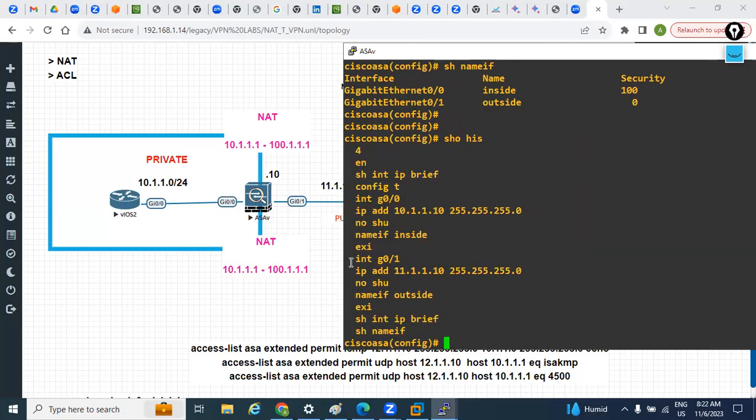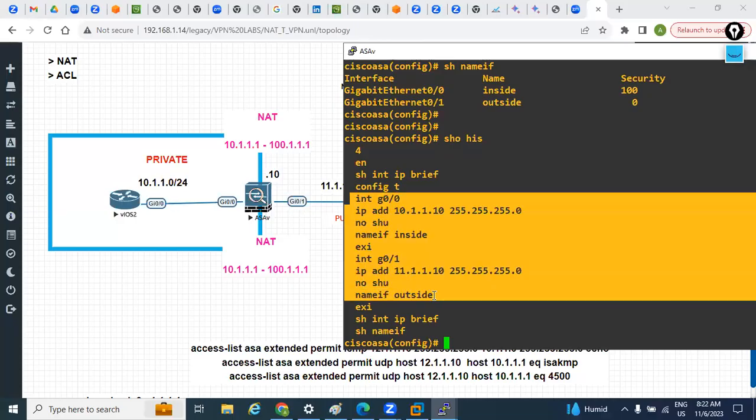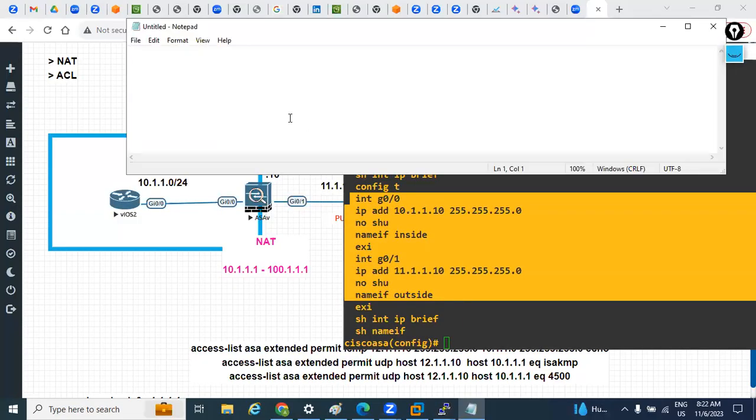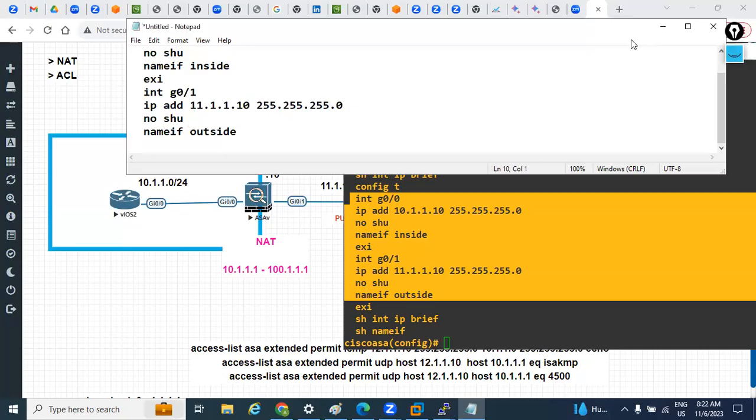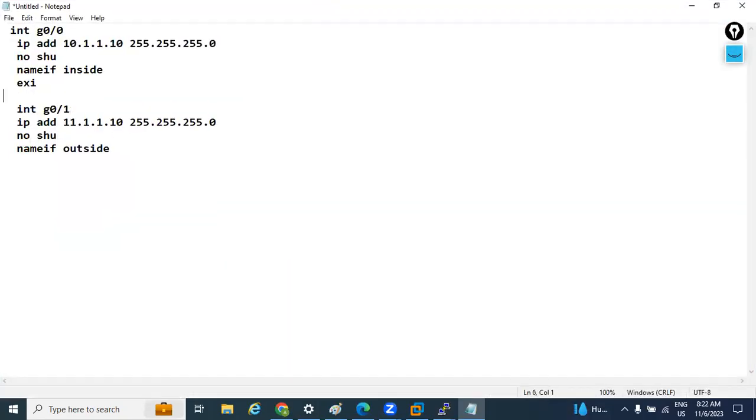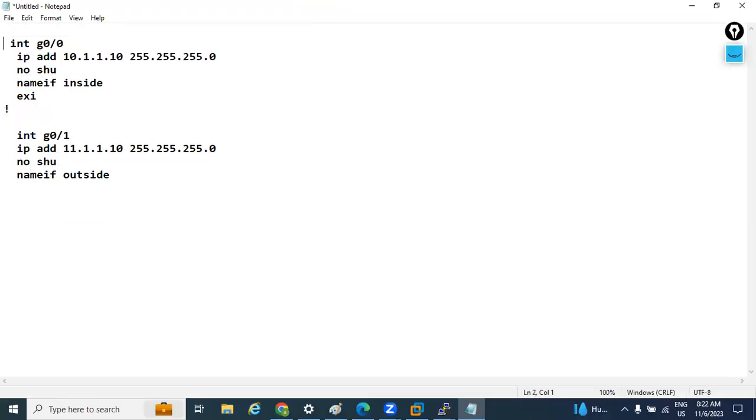Okay. So guys, this is the command on ASA. I have configured the IP addresses. This is my first interface and that is my other interface. ASA does support the name-based concept. So this is the name I have assigned on my inside interface, and this is the name on the outside interface. So this is just the interface IP I have assigned.